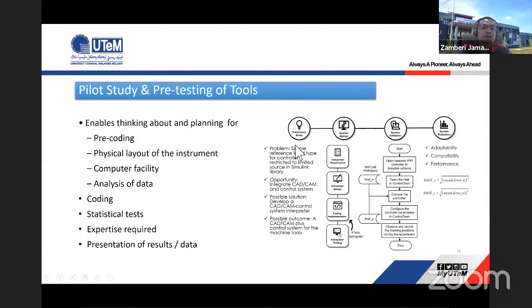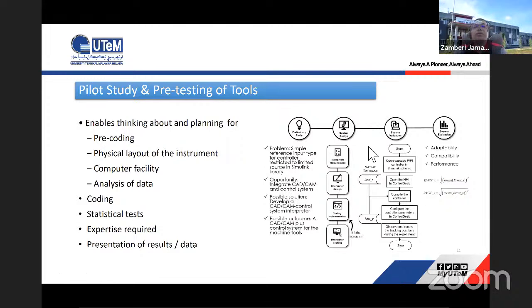In this particular case, she is pre-testing the tools. If I'm using this tool, a simple reference input type to the controller, what could be the limitation? For example, what would limit the kind of input that I can provide? What are the opportunities that could arise if I'm selecting this particular method? And what would be the possible solution and possible outcome in the way that we are using this method?